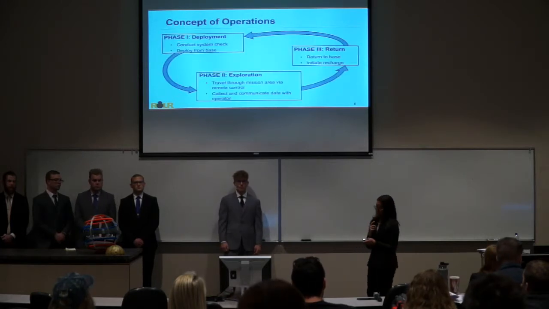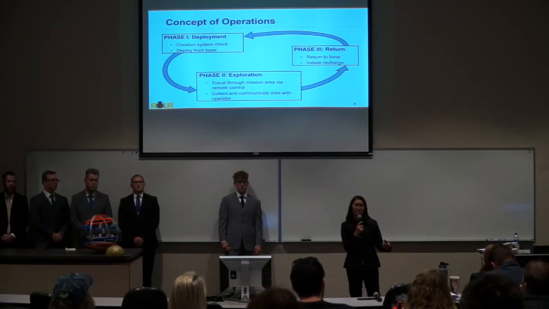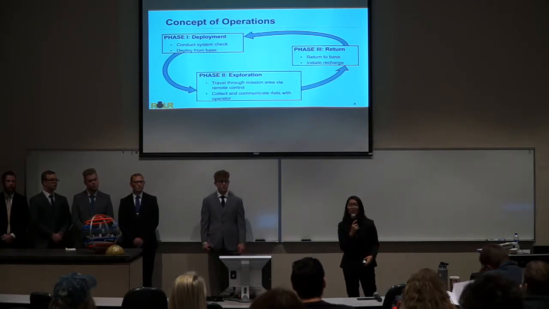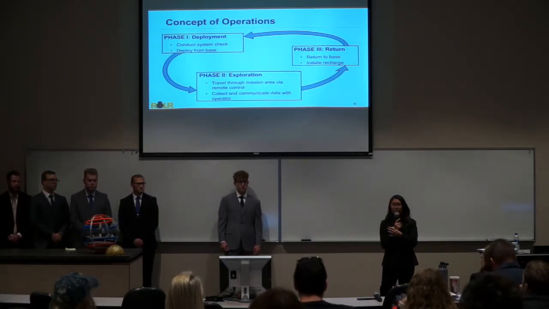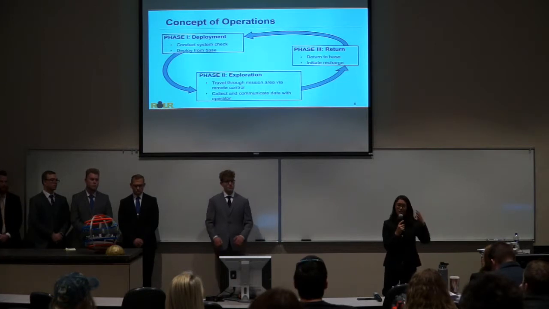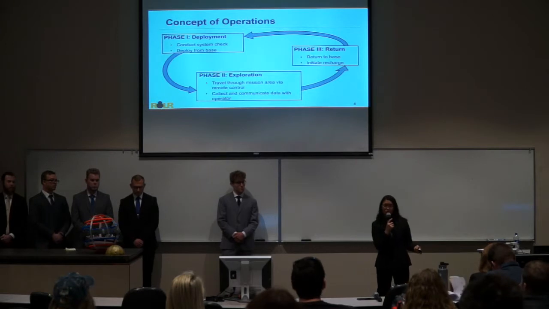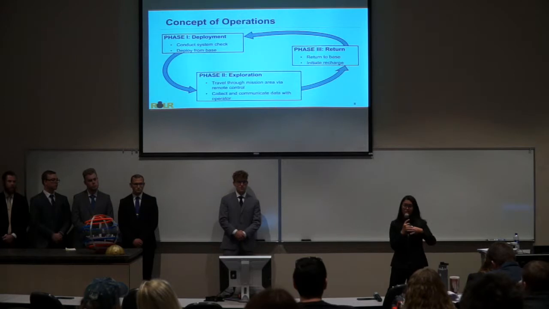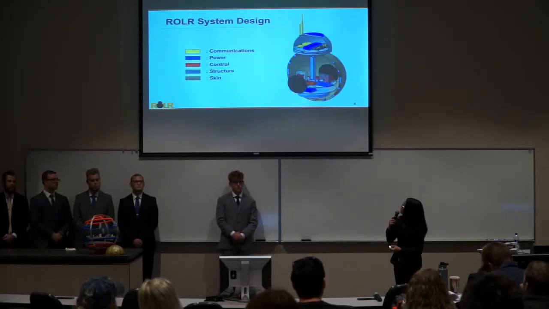This is our concept of operation. It starts with phase 1, and it'll conduct system checks to make sure all of our sensors are working, and then once we get all of those checks done, we'll deploy from base. That'll lead to step 2, which is when ROLR will travel through the mission area along Roller Hill and back. During that time, it will be collecting a video feed and communicating that video feed and other data with the operator. Our third phase is that it will return to the base and initiate a recharge within our base station, and that will go back to phase 1, and we'll do that as many times as necessary.